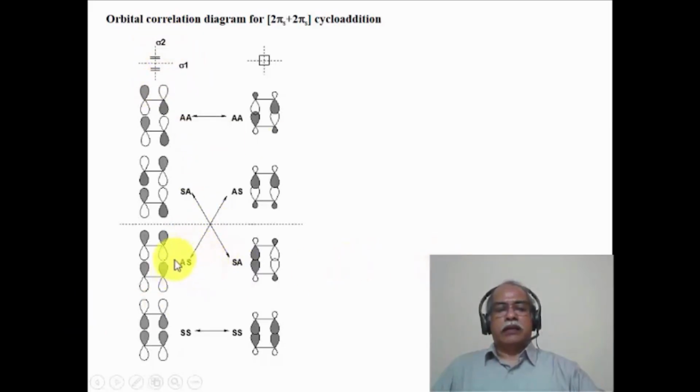So this antisymmetric combination is correlated with the antisymmetric correlation of this particular molecular orbital. Similarly, the symmetric-antisymmetric combination is correlated here. Finally, the antisymmetric combination is correlated in this manner. You can see very clearly that the correlation is between the ground state and the excited state, which means this reaction has to proceed through an electronically excited state. In other words, this can be possible only under photochemical conditions. So a suprafacial cycloaddition reaction of the 2pi type is photochemically allowed and thermally it is forbidden. That is the conclusion that we arrive at.